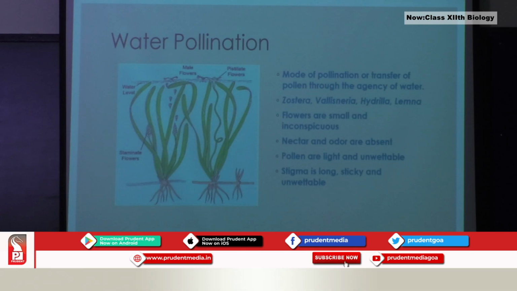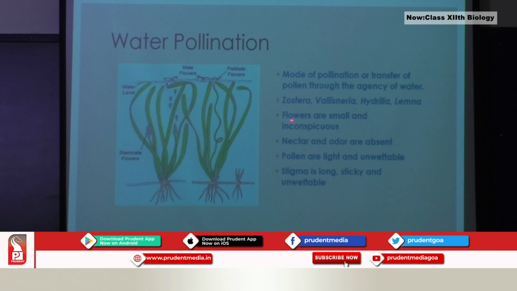But it also could be with the help of insects, students. Isn't it so? Male flowers are present on the water surface. Female flower is also there on the water surface. So even insects could be the agents involved to transfer the pollens from the male flowers to the female flowers. But what kind of pollination is this? Water, or hydrophily.